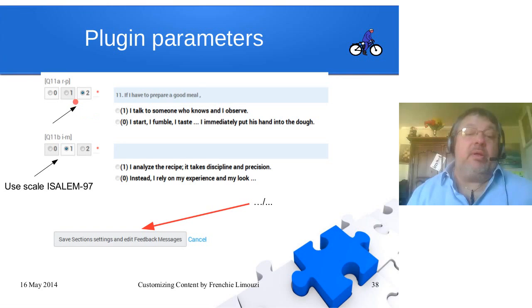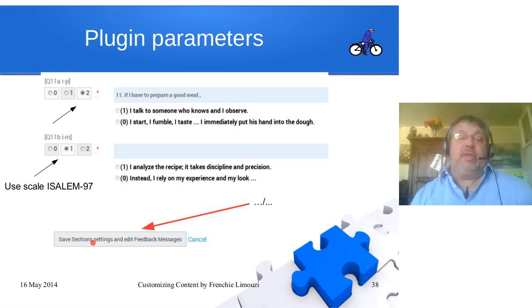And you give points with the square, and we have the reference. If I have to prepare a good meal, first I talk to someone who knows and I observe, I start, etc. Second question, or the same question, I analyze the recipe, I rely on, etc. For 12 questions, you must do that.